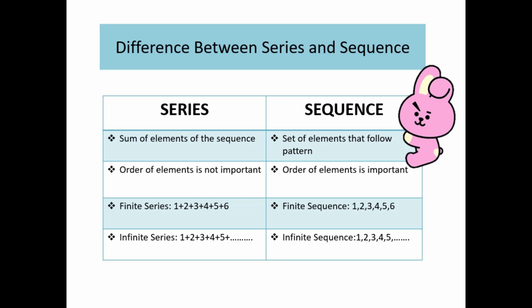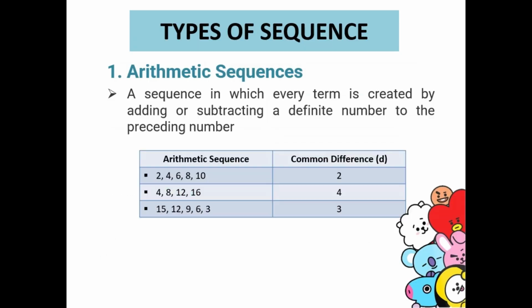Let us start with the first type of sequence, which is arithmetic sequence. By definition, a sequence in which every term is created by adding, take note, there should be adding or subtracting a definite number to the preceding number. So, when we say preceding number, it is the number before. And then the thing that we will be doing is we add or we subtract.